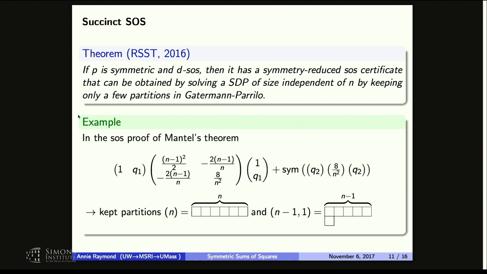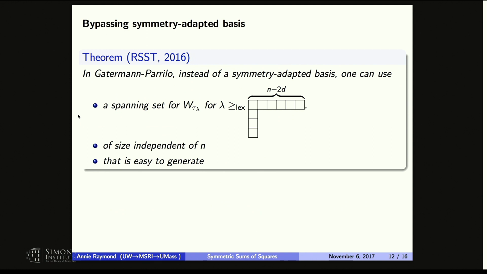Then there's still the problem that we need a symmetry adapted basis, right? And so the algorithm for that depends on n. Well, there the idea is very simple. Instead of a basis, just find a spanning set. So find a spanning set for all the partitions that you're keeping. So these are the partitions you're keeping. Now, of course, your spanning sets are going to be bigger than a basis. So you need to make sure that these are not too big, that you're not losing the fact that we just got the size of the SDP to be independent of n. So each spanning set should have size independent of n. And we want them to be easy to generate, right? We want the runtime to generate them to be independent of n.